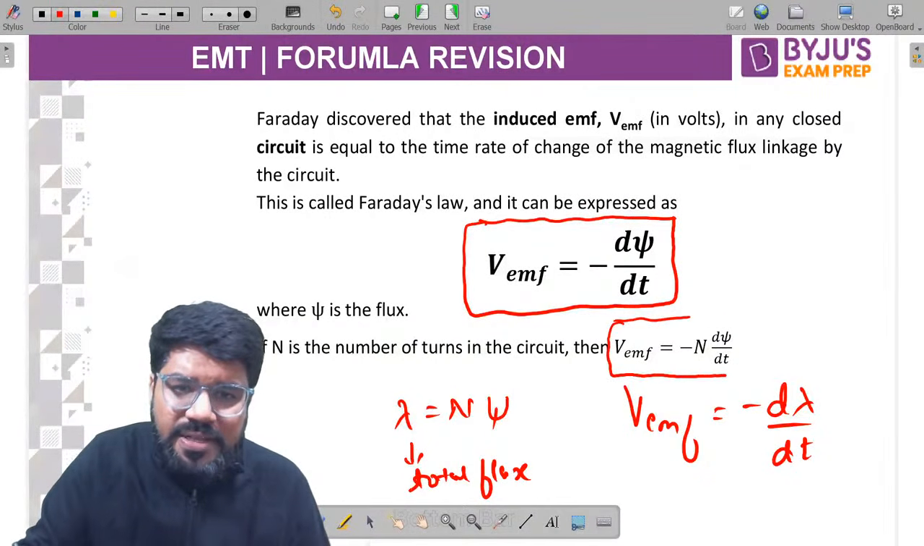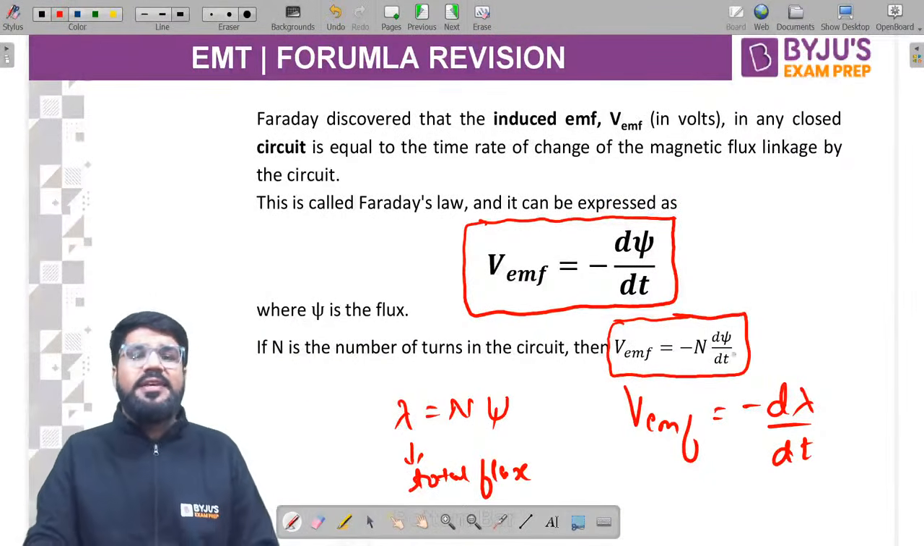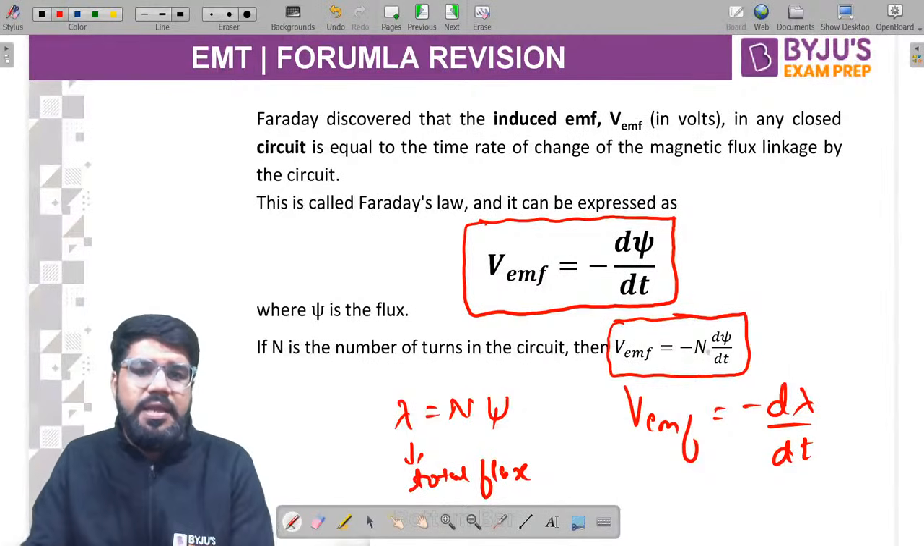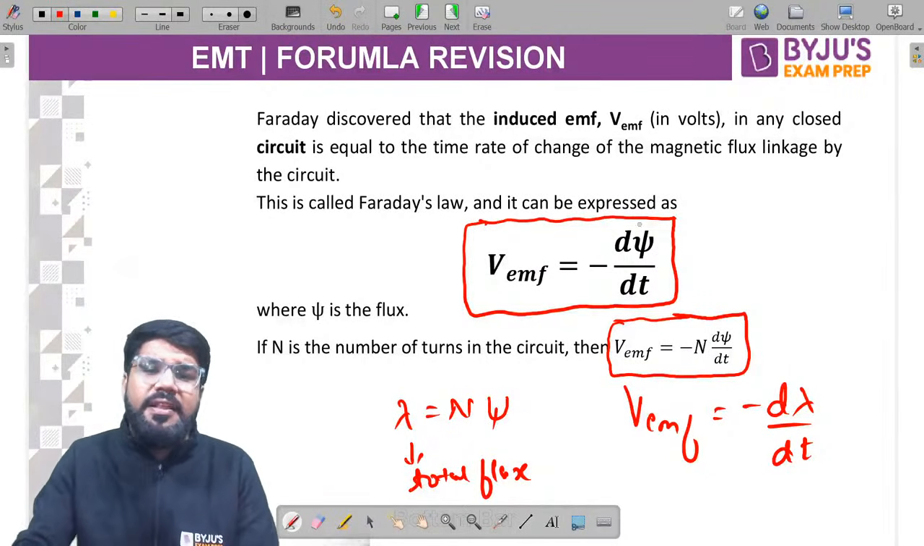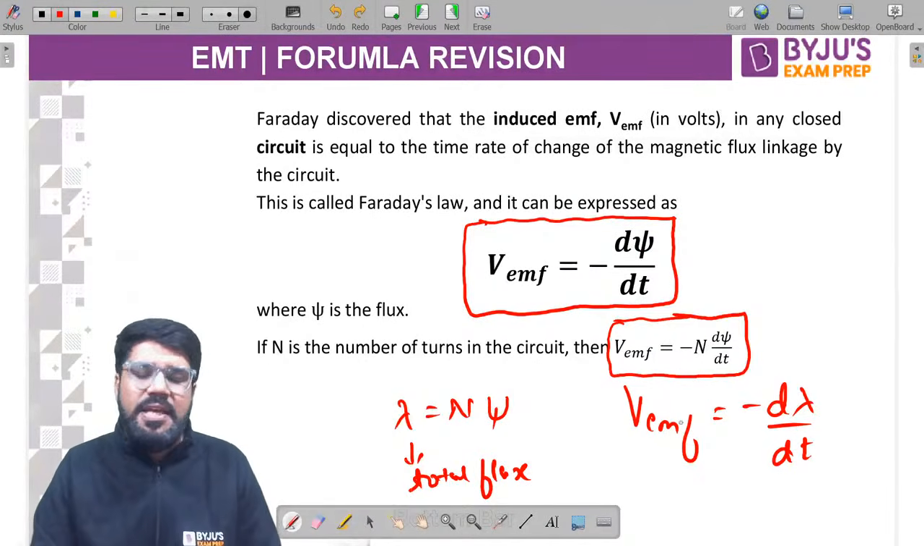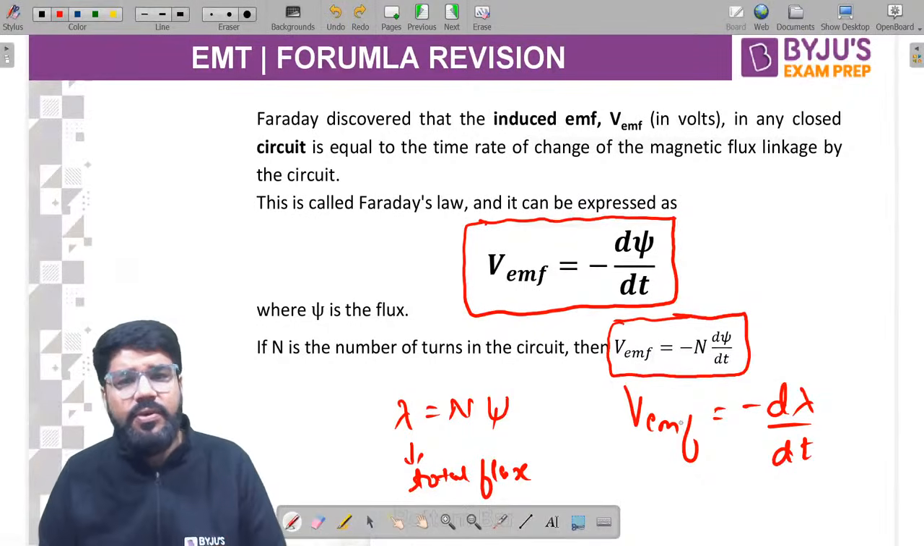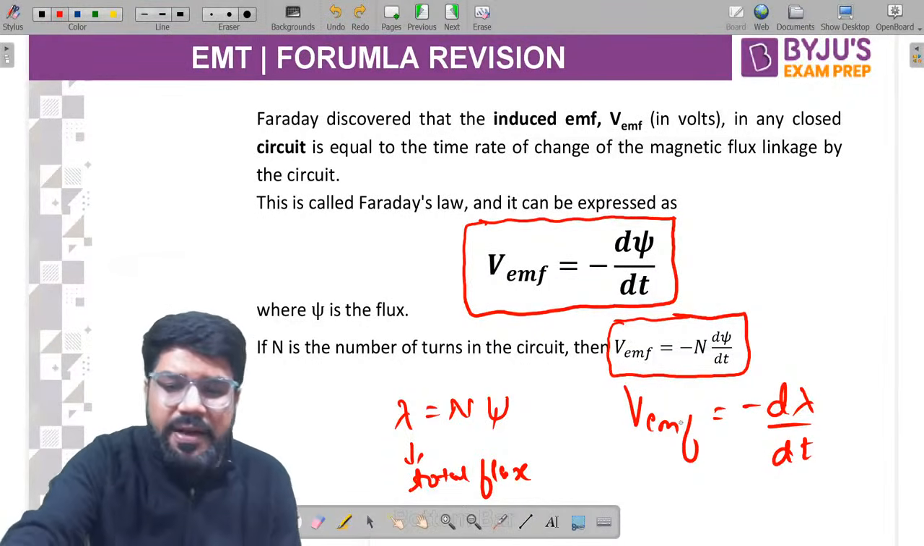The induced EMF in a circuit is minus n dξ/dt, where ξ is the flux and n is the number of turns of the circuit. Either the flux will be given to you, or the magnetic field that is producing that magnetic flux, some information about the magnetic field will be given to you. This is the next area where you can expect the question, that is Faraday's law.